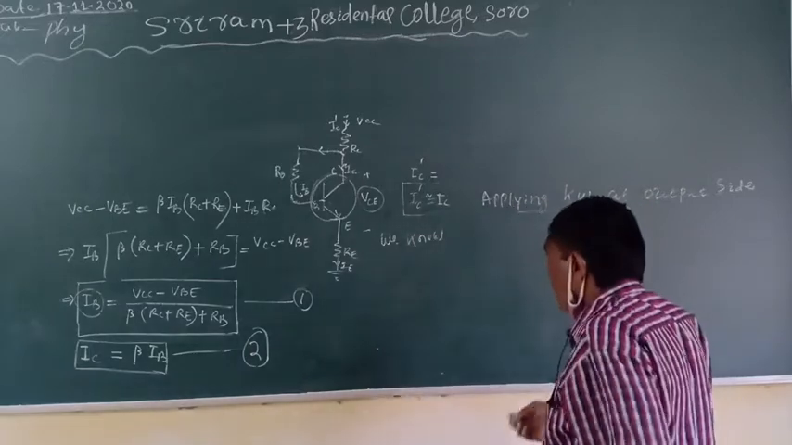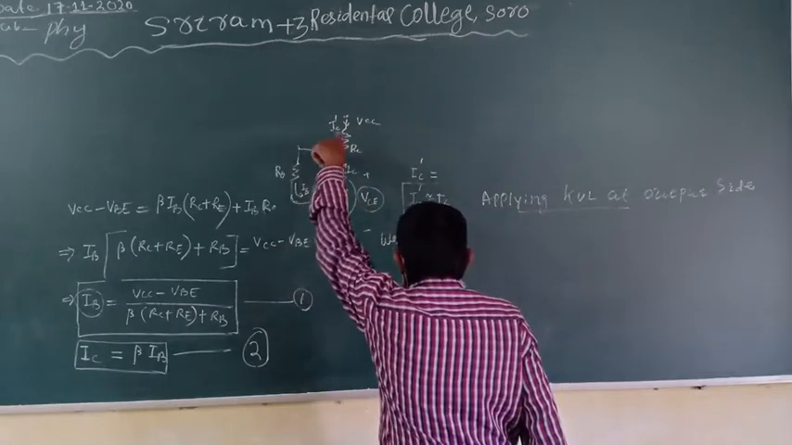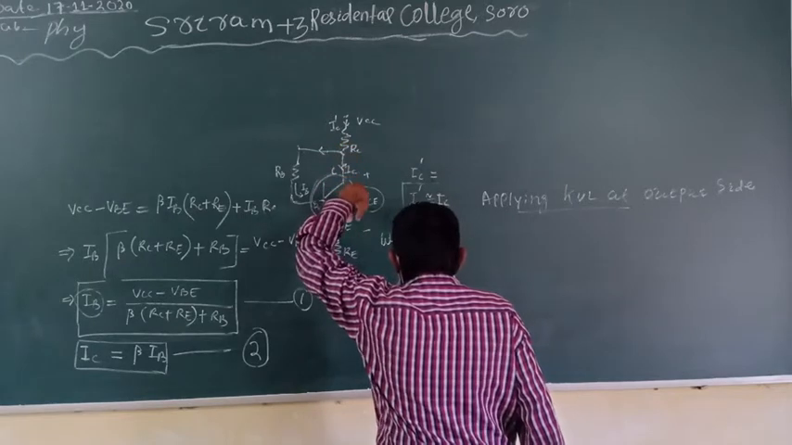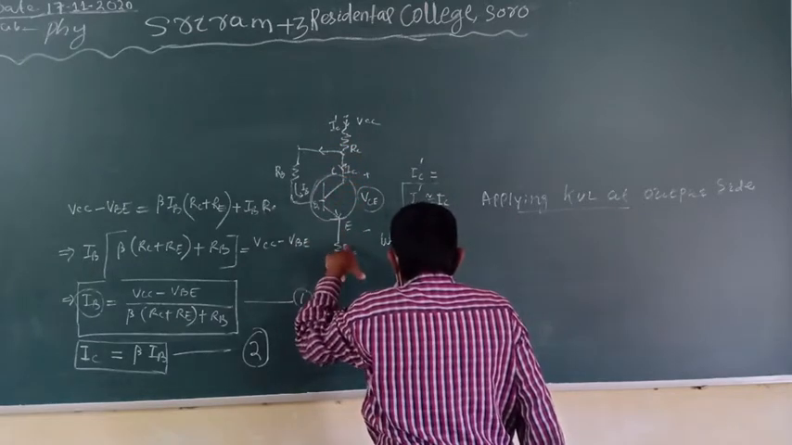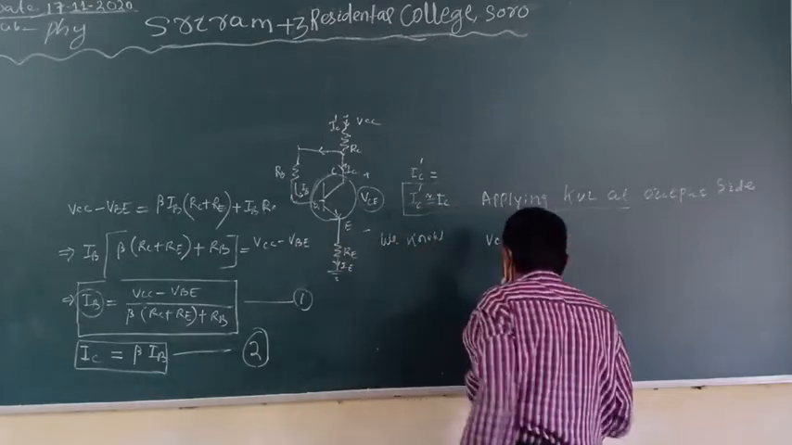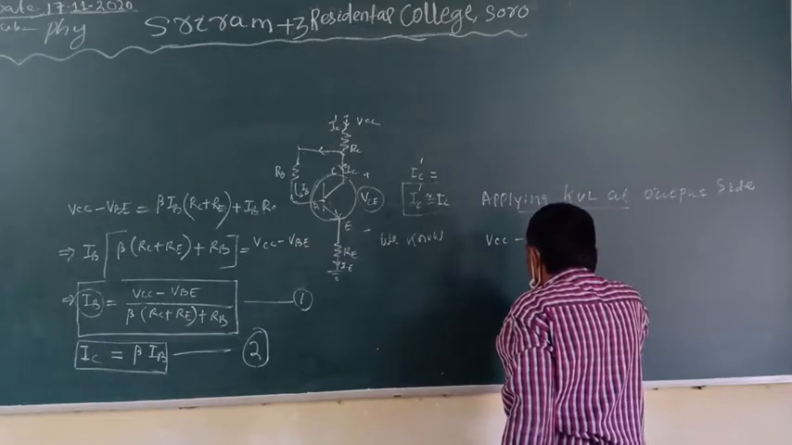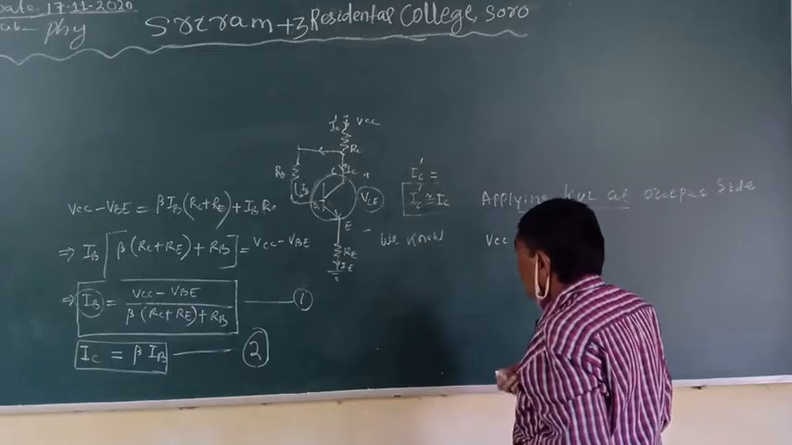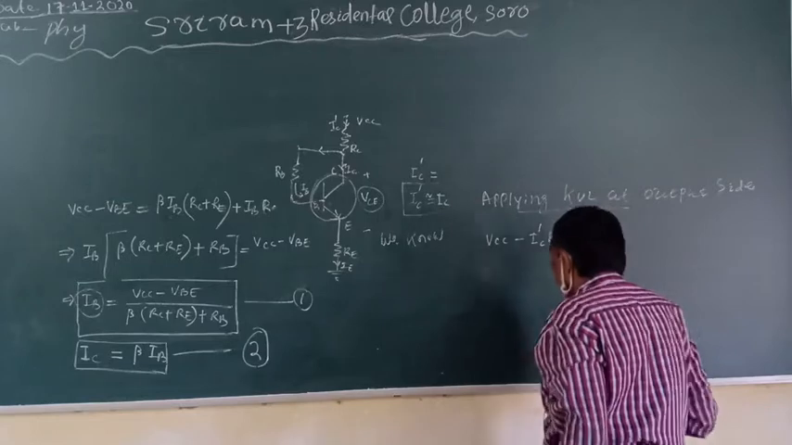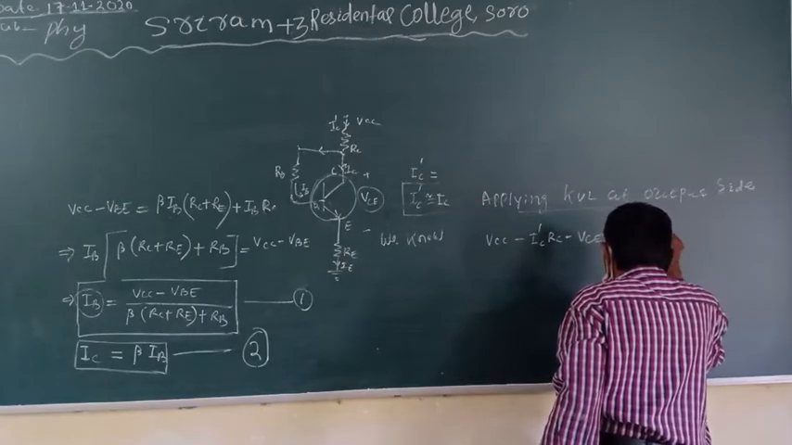Now according to KVL, the output side means the VCE path, that is VCC minus IC dash RC minus VCE minus IE RE. Now we write VCC minus IC dash RC minus VCE minus IE RE equal to 0.